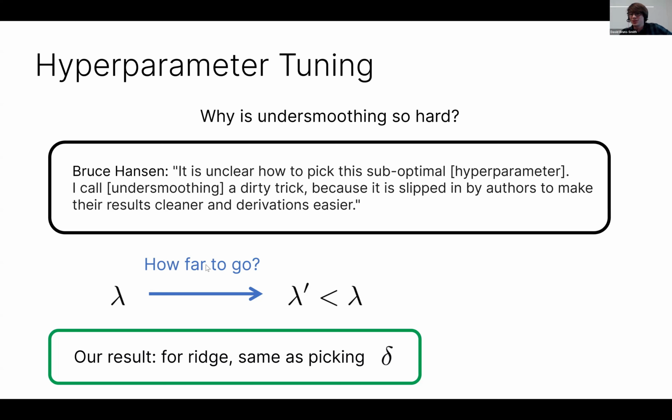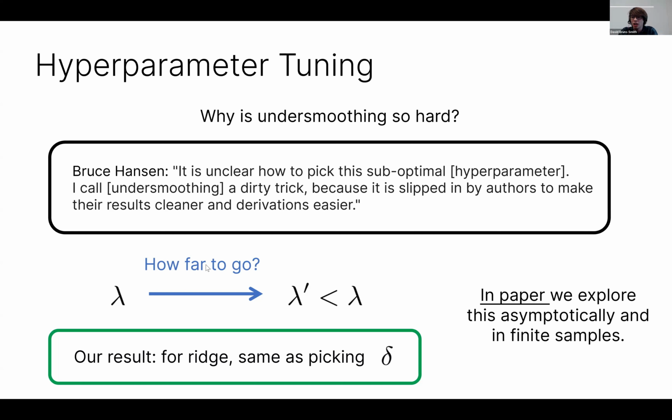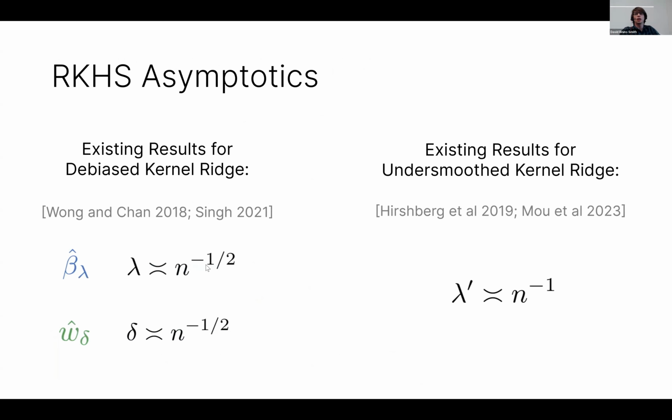We're trying to make progress towards a good choice of delta, and so we think about that a little bit in the paper. We explore this both asymptotically and in finite samples, and I'll give a quick preview of some of those results.